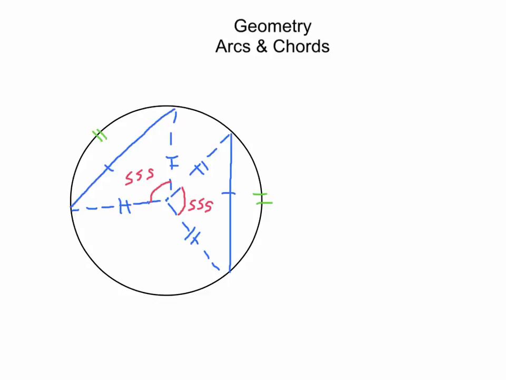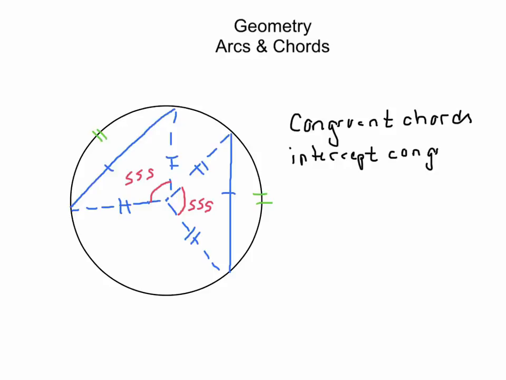And we can express that in words this way. Congruent chords intercept congruent arcs. By the way, the converse of this sentence is also true. If we know that we have congruent arcs, then their corresponding chords are also congruent.